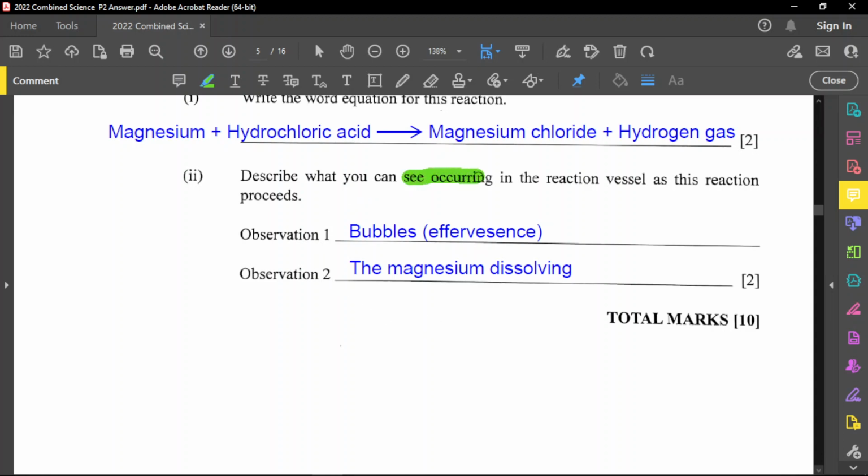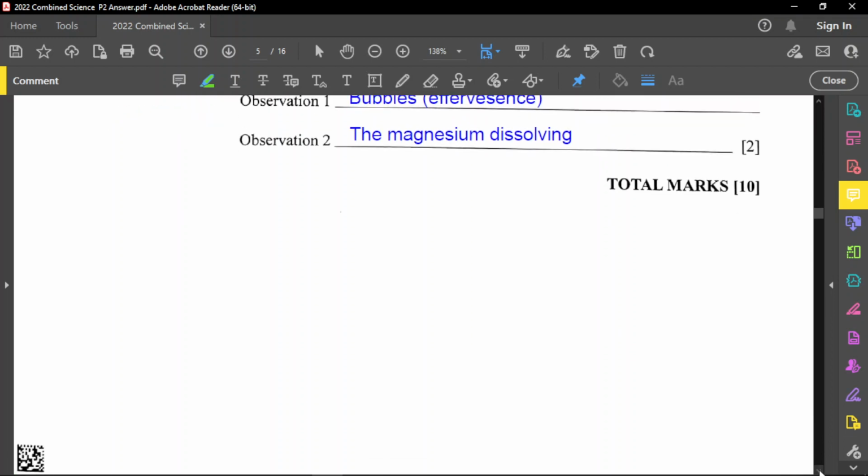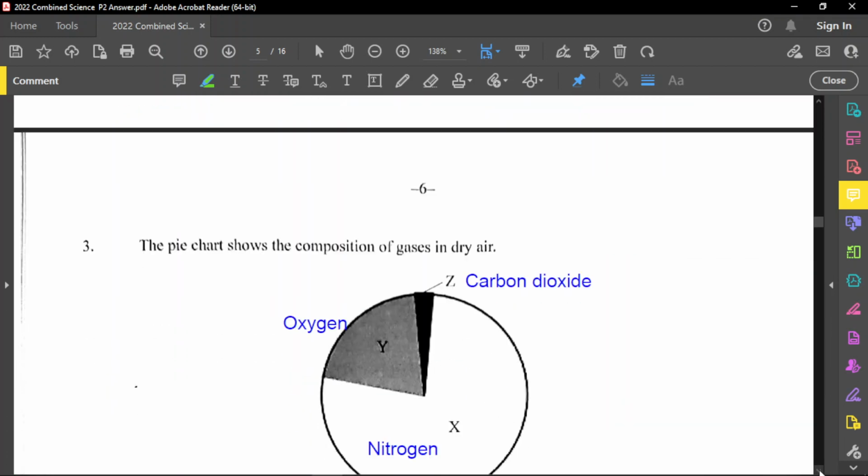Another one you will notice, but it is not necessarily something you see, because you have to actually touch it. That one is that the vessel will become warmer. You can tell by using a thermometer or simply touching the vessel. You realize it will be warmer because it is an exothermic reaction.